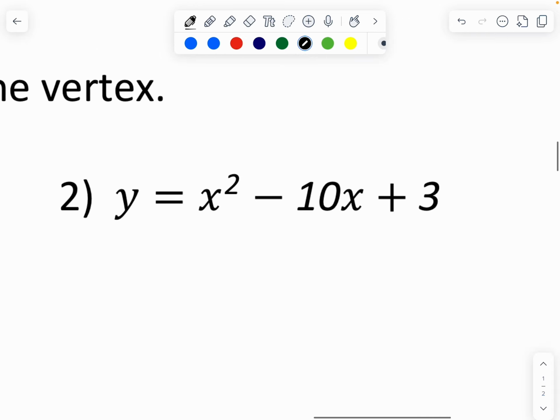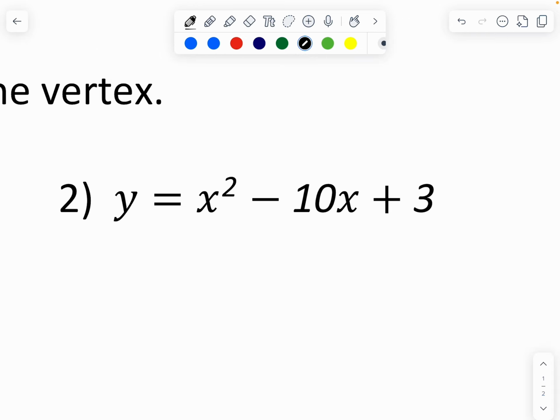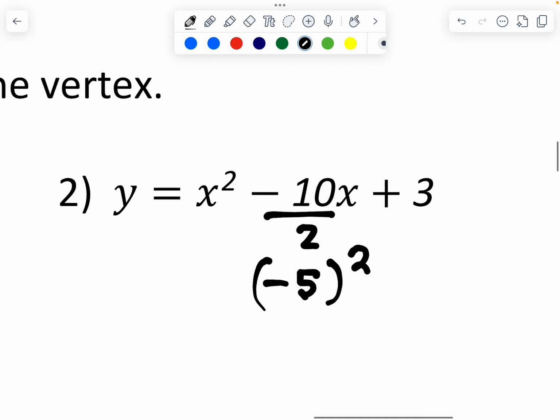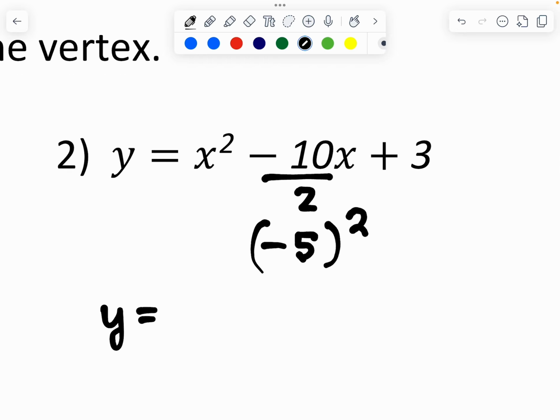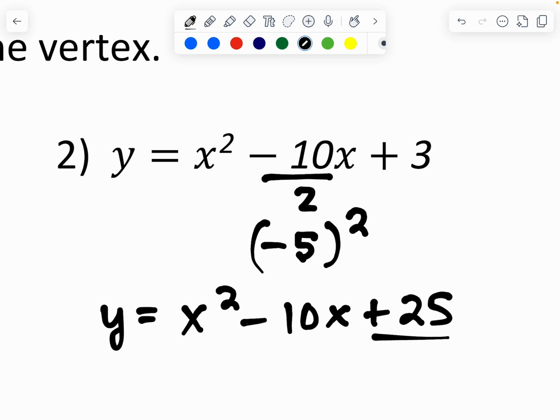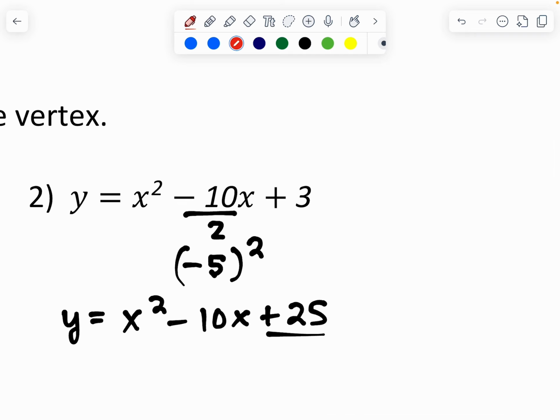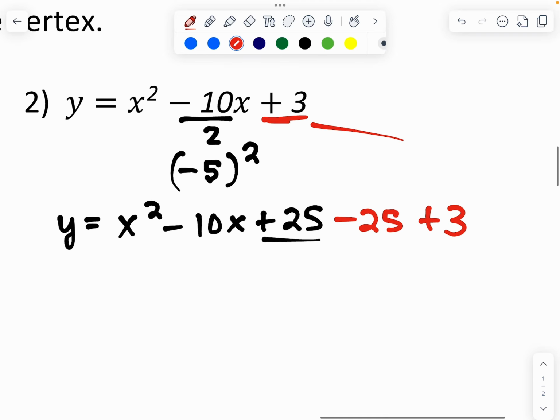I'm going to do it with you again, and then I'm going to let you try a couple on your own. All right, I'm going to take -10, divide it by 2. I get -5, square it. Y equals x squared minus 10x plus 25, that's my blank, minus 25, and then plus 3. Bring that down, plus 3.